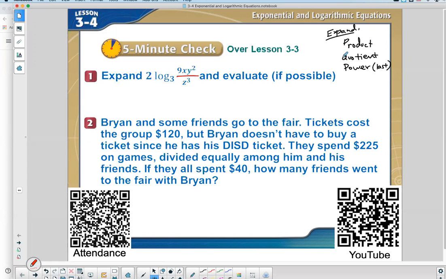We could use the quotient property, and I could say that 2 log base 3 of 9xy squared over z cubed. I'm going to put my z with the line through it so it doesn't look like a 2. That is equivalent to 2 log base 3 of 9xy squared minus 2 log base 3 of z cubed. Now you see what I did there? This right here is called the quotient property.